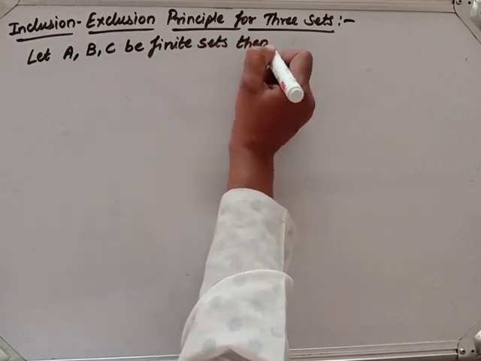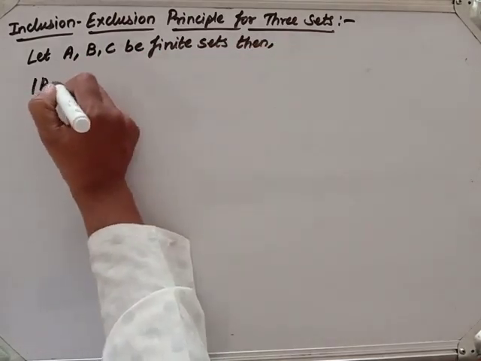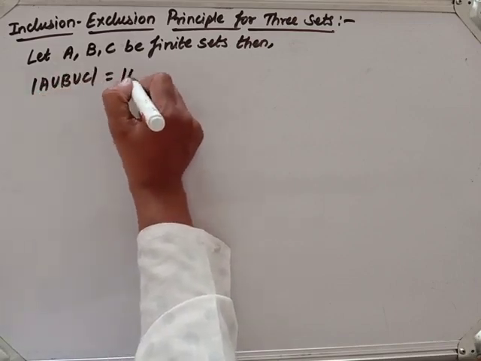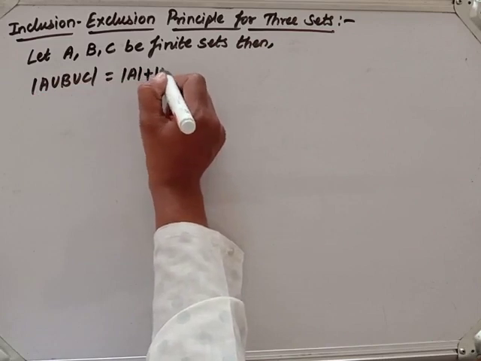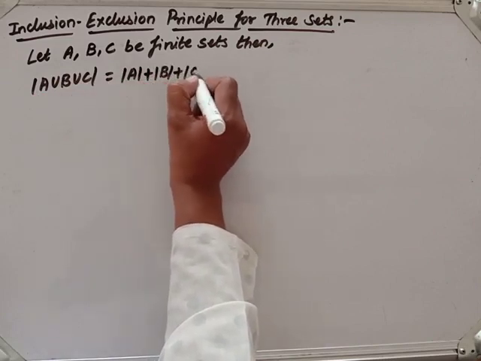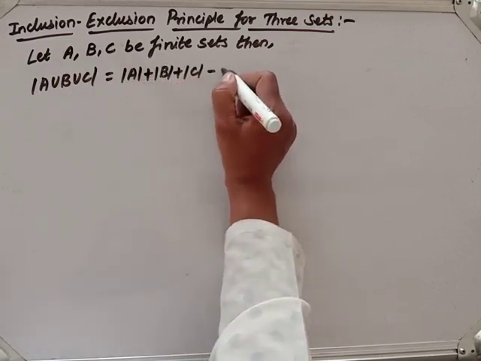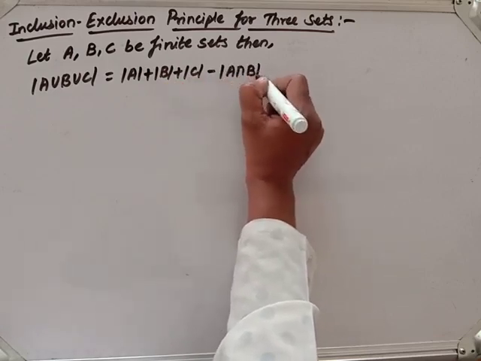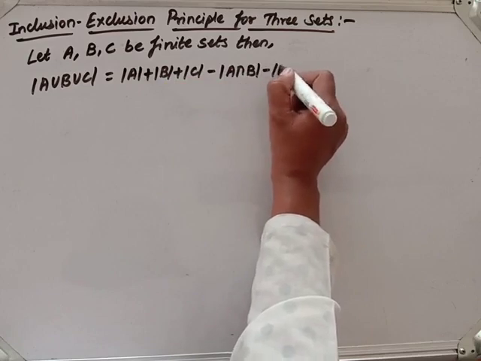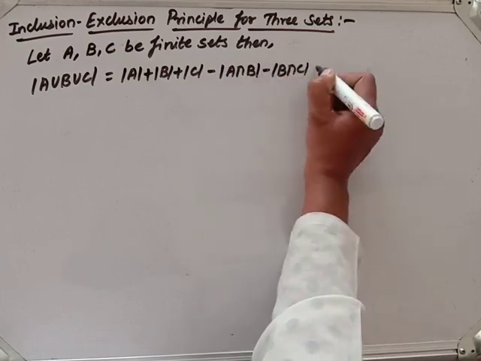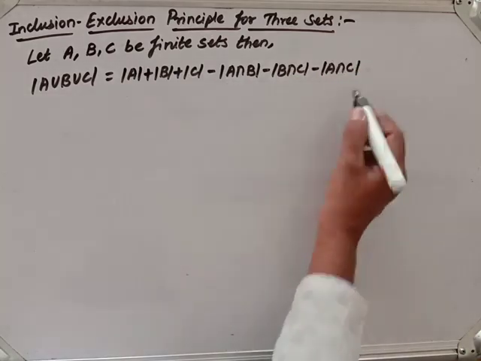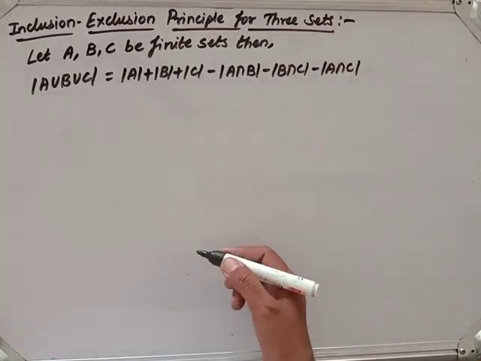Then the cardinality of A union B union C will be cardinality of A plus cardinality of B plus cardinality of C minus, obviously these intersection parts are taken twice, so each one should be subtracted once. Find A intersection C. But while subtracting the intersection part, what happened?